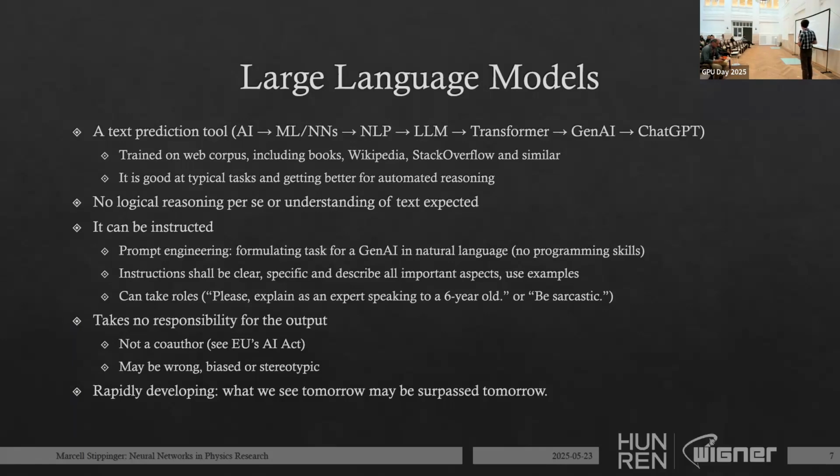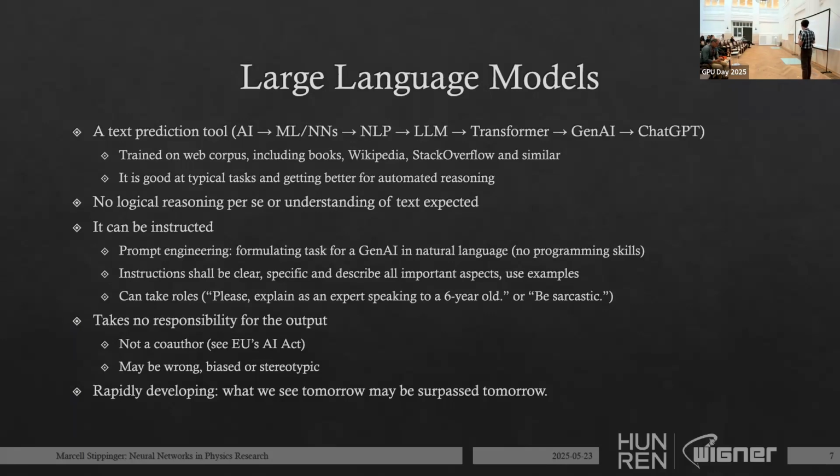They can be instructed. So there was a specialty of prompt engineering in the past, which is not relevant today because they have evolved so much that they understand even badly formulated requests. Okay, but if you want to increase the success of your query, then the instruction shall be clear, specific, describe all important aspects, context, use examples. The AI can take roles, so a narrative how they present the response.